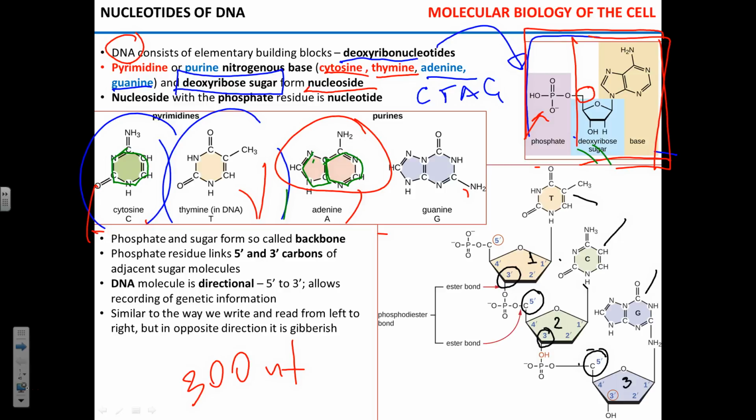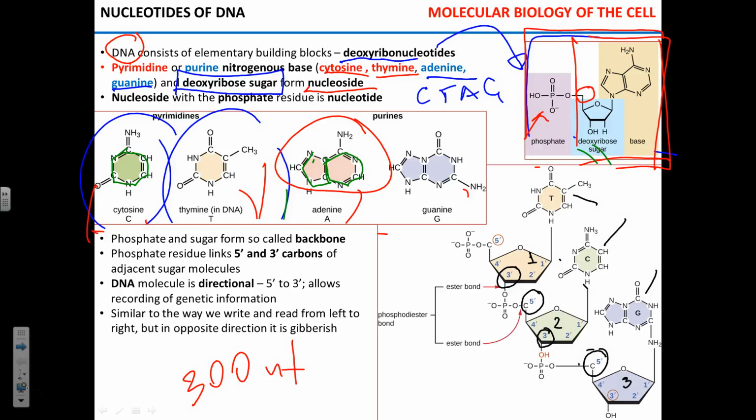It turns out, though, that in the living nature, in the living cell, all enzymes that read DNA, enzymes that copy it, enzymes that make RNA on the DNA matrix, they all read from 5 prime to 3 prime. Does that make sense?